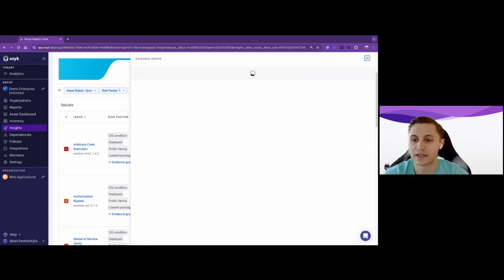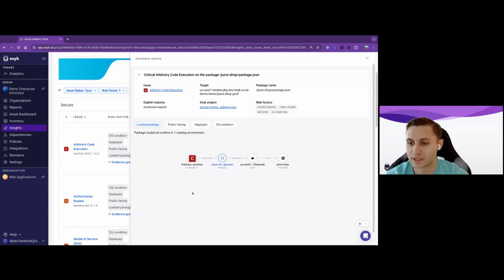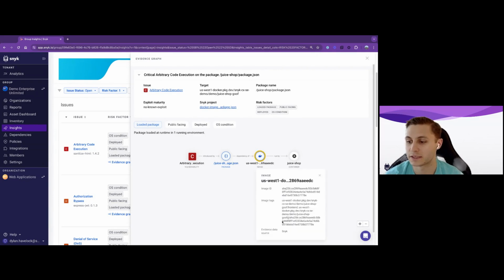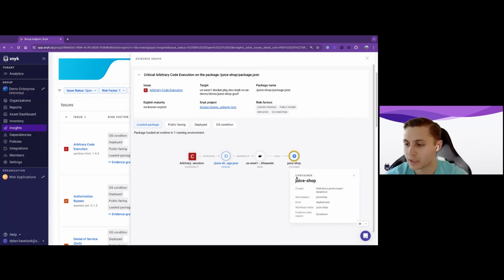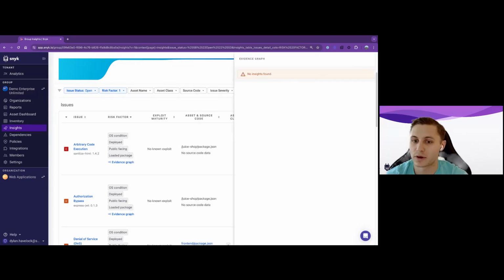I can then click on the evidence graph, which is going to give us a good view of what's actually happening here. Right, so what we have is this critical severity arbitrary code execution vulnerability, which is introduced through this package, which is then a dependency of this container image, which is ultimately deployed in our cluster, which was detected again by one of our third-party integrations. In this case, it happens to be Dynatrace. Right, so understanding that the vulnerable package here is actually loaded and we know it to be deployed out in our cluster, it's definitely something that we know we want to fix.